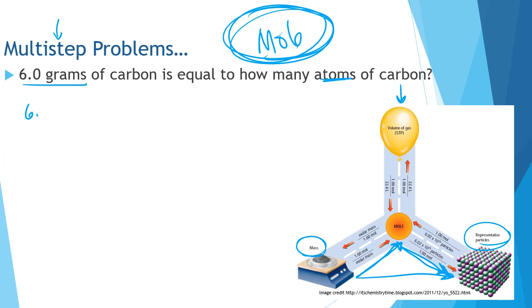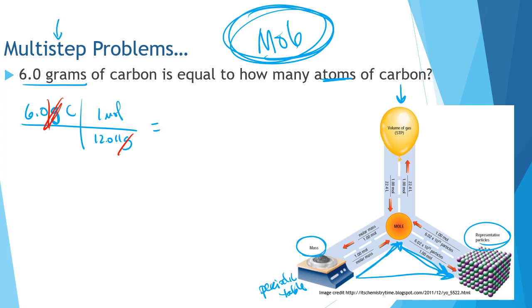So step 1, I'm going to go from 6 grams of carbon. I'm going to convert my grams to moles first. 12.011 grams per mole. Because I'm looking at grams, I want to use the periodic table to find the molar mass. Get rid of grams, top and bottom. Turn those grams into moles.